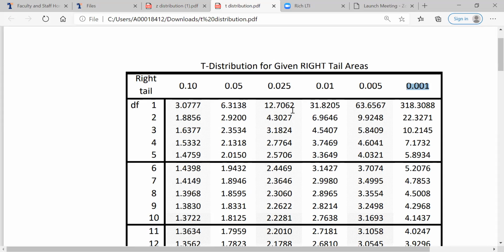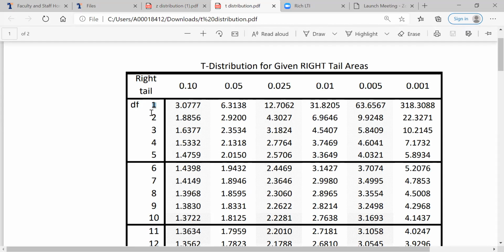On the t-chart, the areas are on the top. And notice the left column is titled DF. That stands for degrees of freedom. For this homework, you'll be told what the degrees of freedom are, but in future uses of the t-distribution, you'll be given a formula to calculate the degrees of freedom. All right, so right tail areas are on the top. Degrees of freedom are on the left column.